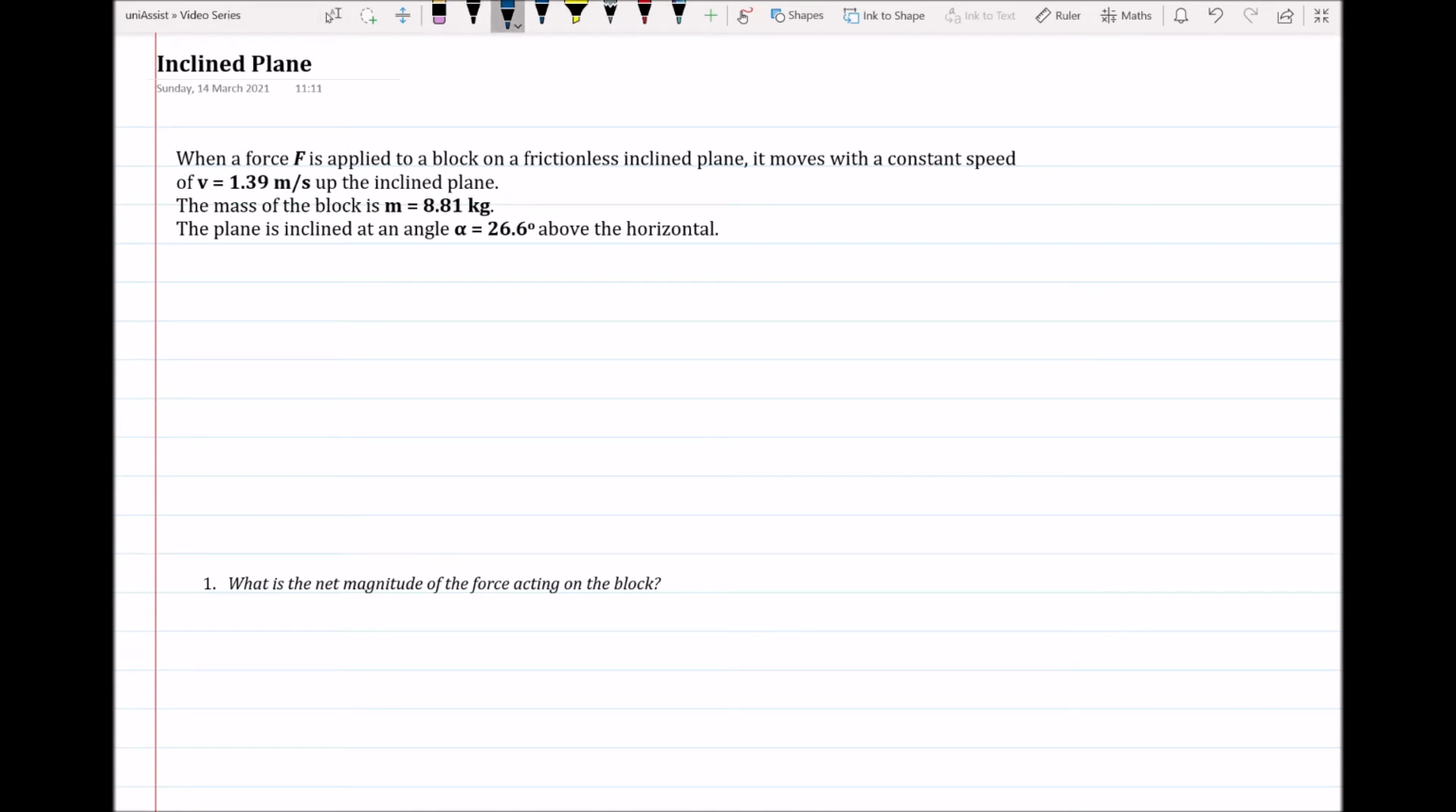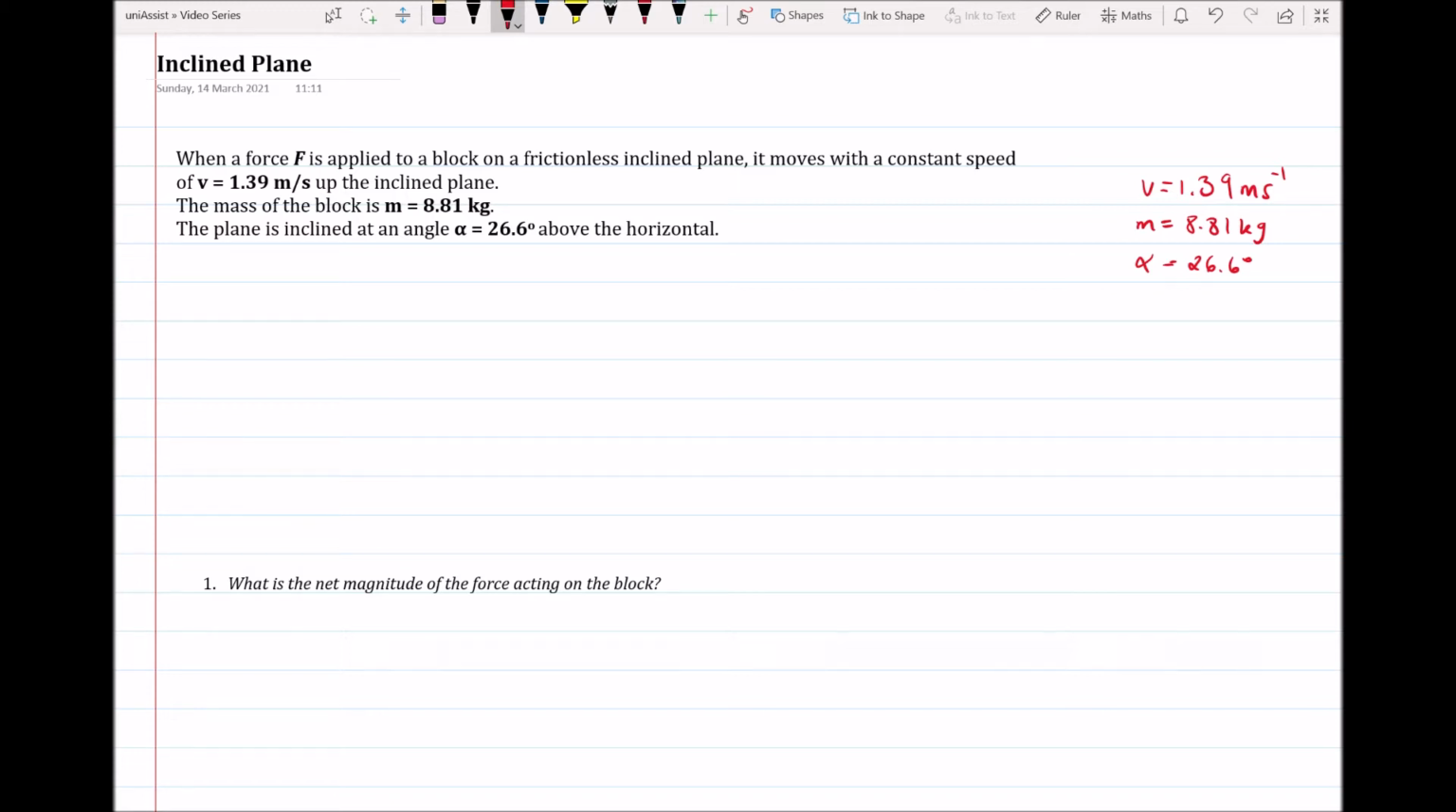So what I like to do first is look at how many significant figures we need for the question, because that's really important. Every physics lecturer will look at this when you do a question. So how do we determine how many significant figures we've got? We look at all the variables in our question. Velocity is equal to 1.39 meters per second. Mass is equal to 8.81 kilograms. And my alpha is equal to 26.6 degrees.